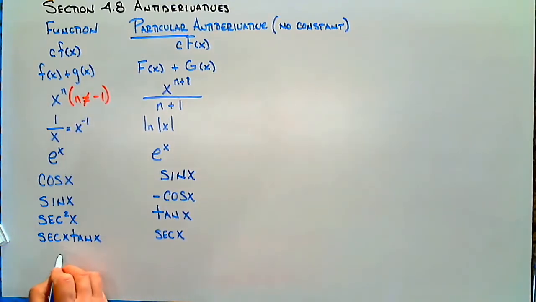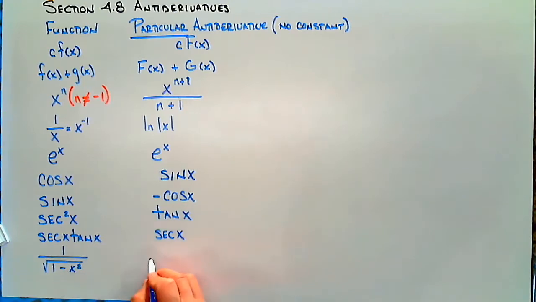We get 1 over the square root of 1 minus x squared, right? Whose derivative is 1 over the square root of 1 minus x squared? Well, that's inverse sine. I think I can squeak one more down here. It's the last one. It's 1 over 1 plus x squared. Right? Whose derivative is 1 over 1 plus x squared? That is inverse tangent.